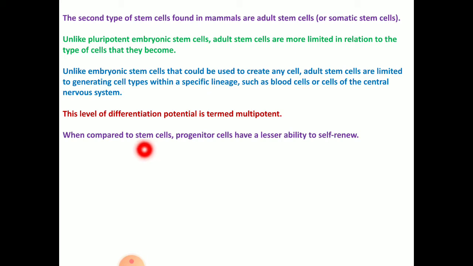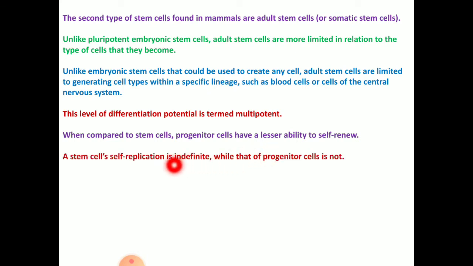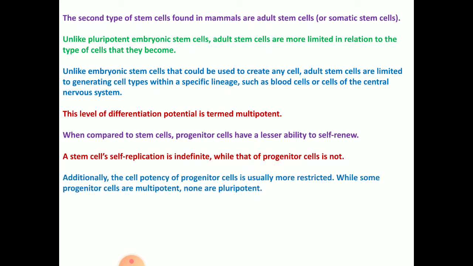When compared to stem cells, the progenitor cells have lesser ability to self-renew. Their capacity to reproduce themselves is somewhat reduced. A stem cell's self-replication is indefinite, it can self-replicate any number of times, while that of the progenitor cells is not.